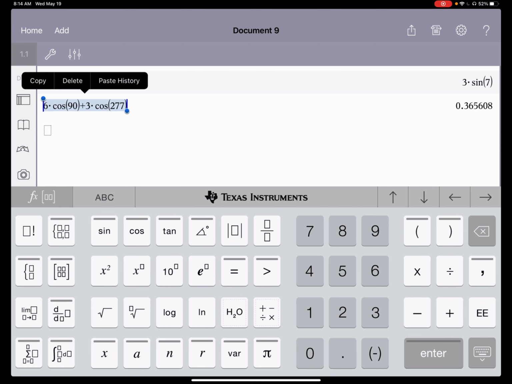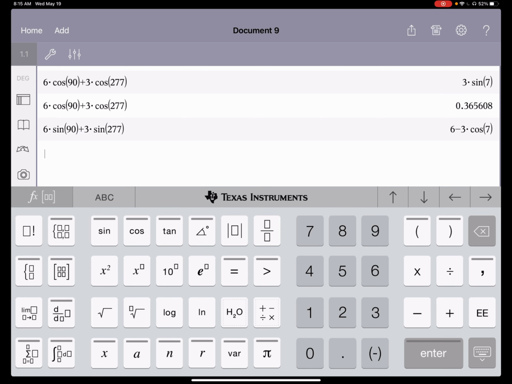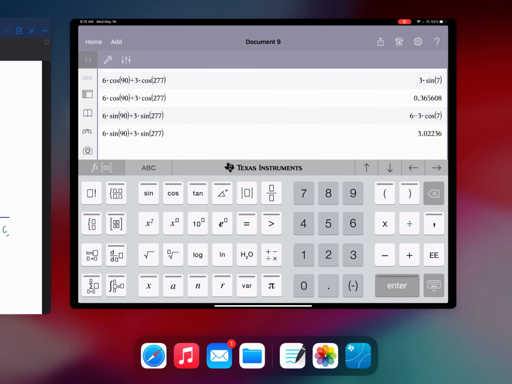So I'm just going to copy this, since it's going to be the same thing. I'm just going to replace that with sine. I'm going to do the same thing for the second one, and get it as a decimal. I'm going to round to the nearest thousandth just to make it easier and I don't have to write the whole thing. So that'll be 0.366 for A.